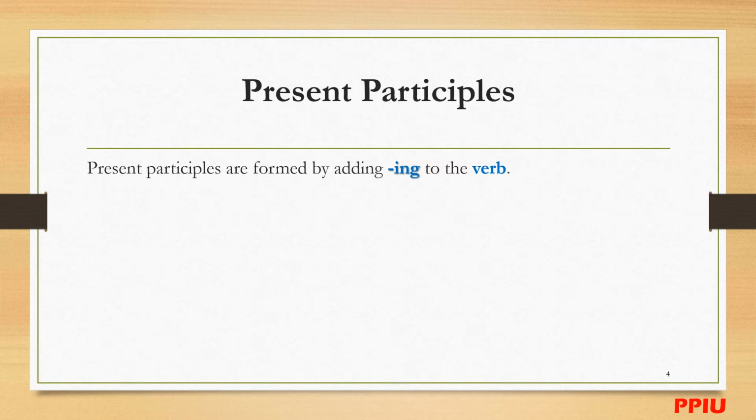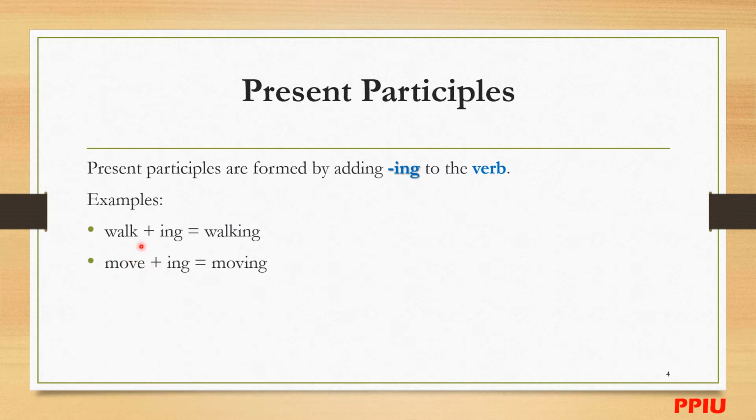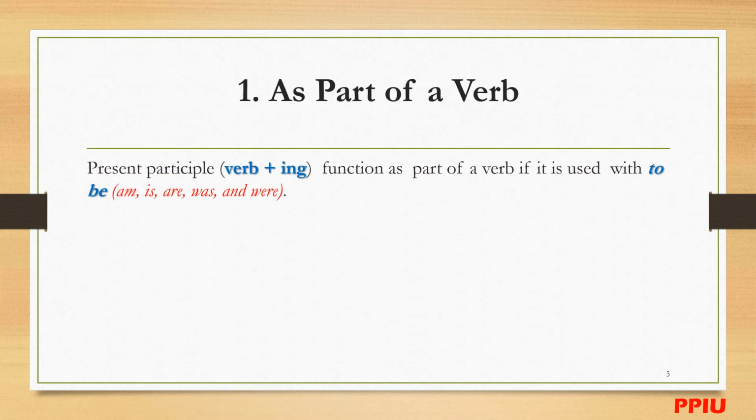So when we talk about the present participle, we learn about the form. We form the present participle by adding ing to the verb, right? For example, walk, we add ing, we get walking. Move plus ing, we get moving here. So this shows the present participle.